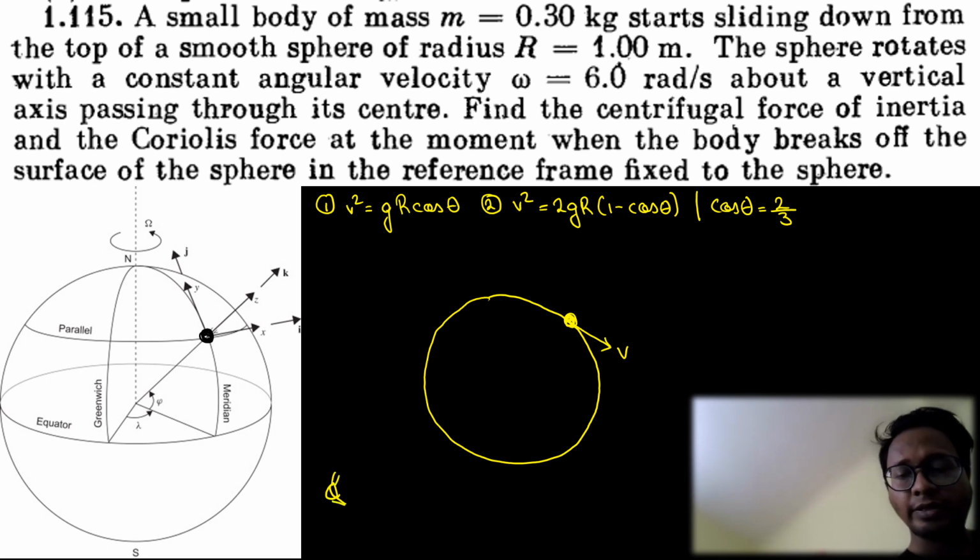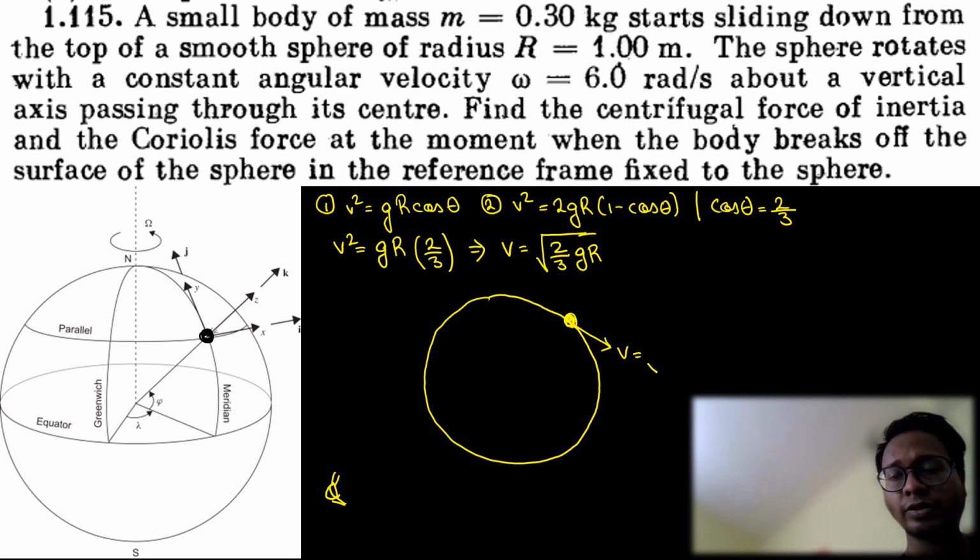So using these two equations, we have to solve for v. Using these two equations, you find the value of cos theta, which is equal to 2 by 3. Now if you substitute cos theta in either of the equations, we'll get the value of v. So let us substitute cos theta equals 2 by 3 in the first equation. v square is equal to g r into cos theta. Cos theta is nothing but 2 by 3. So v is equal to under root 2 by 3 g r.